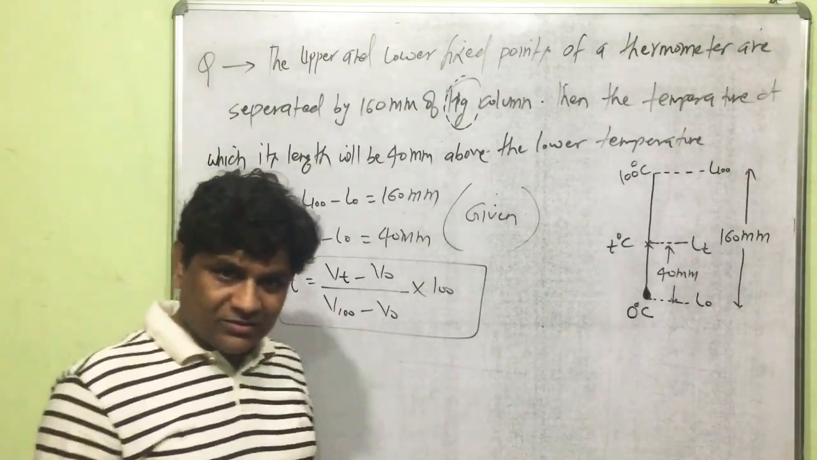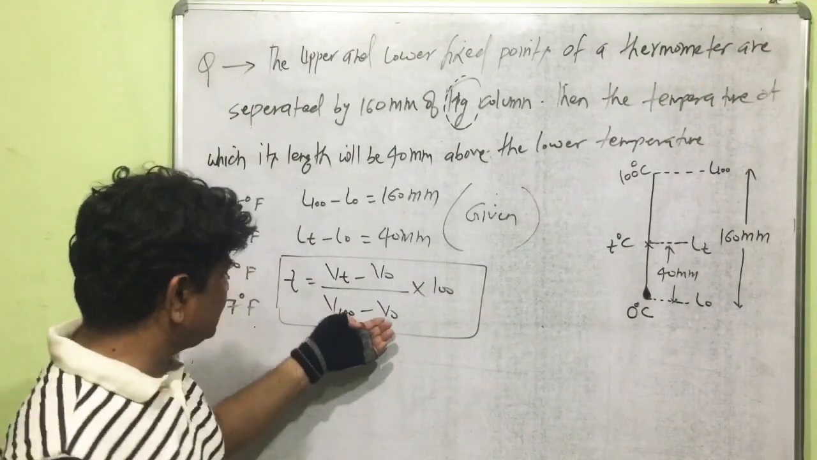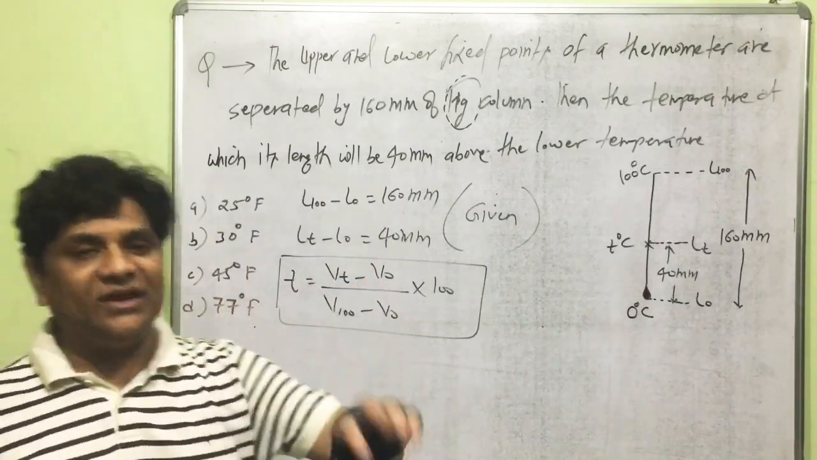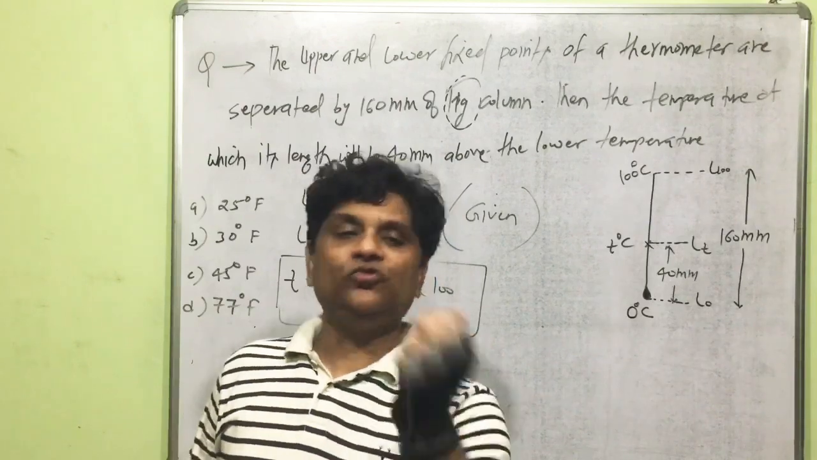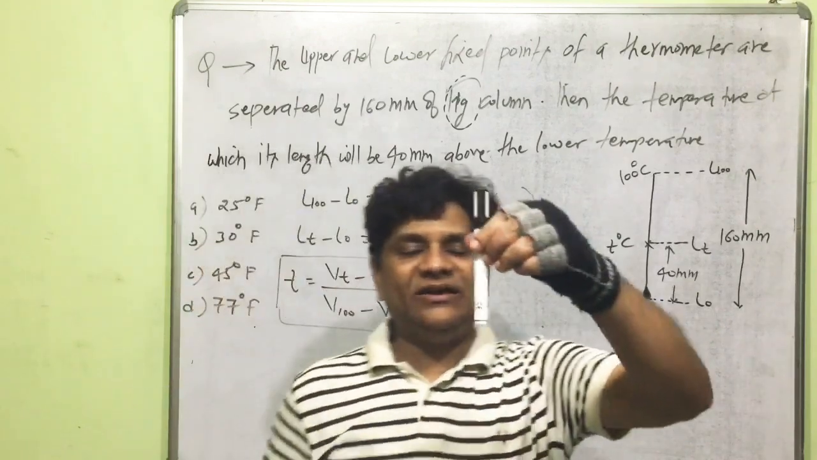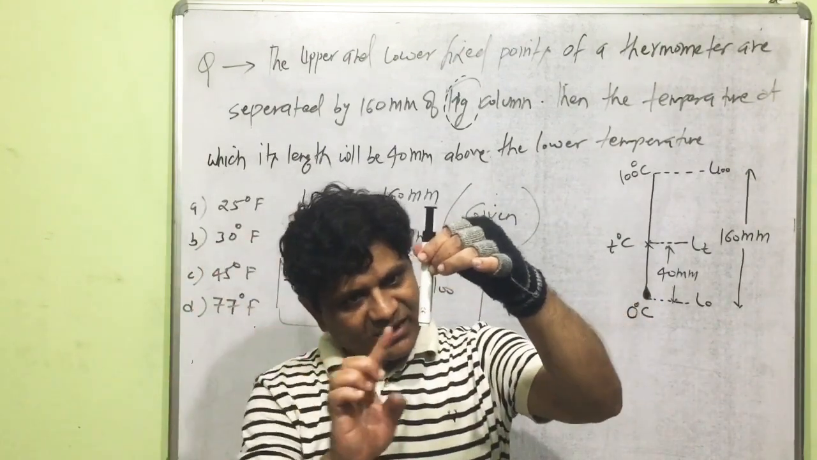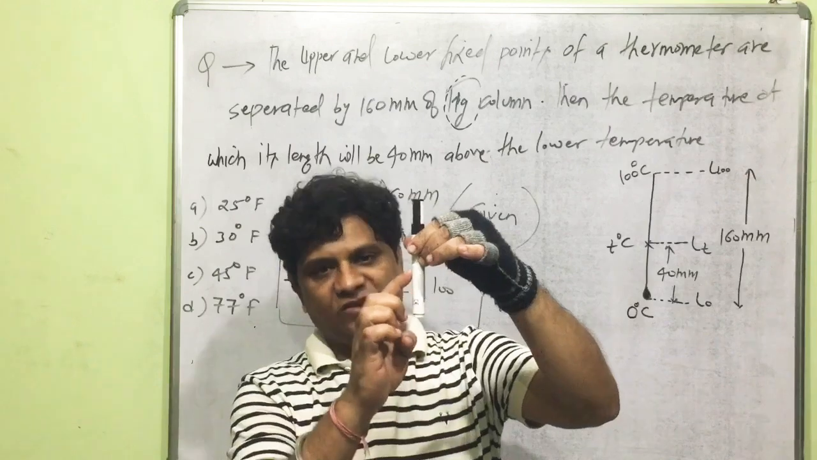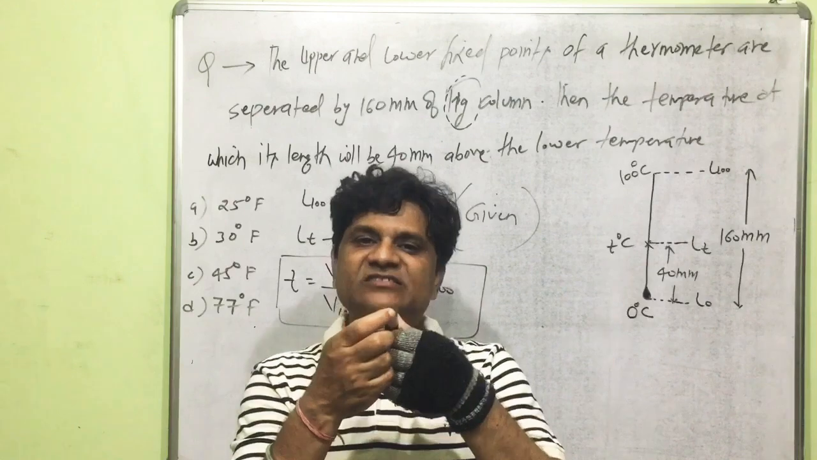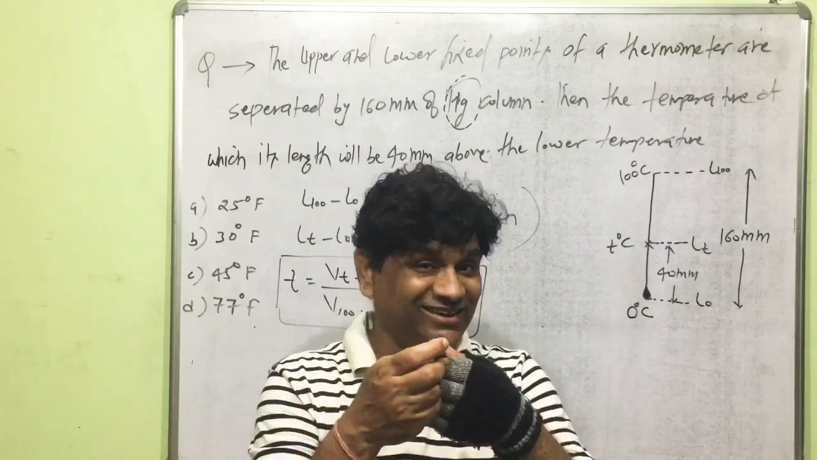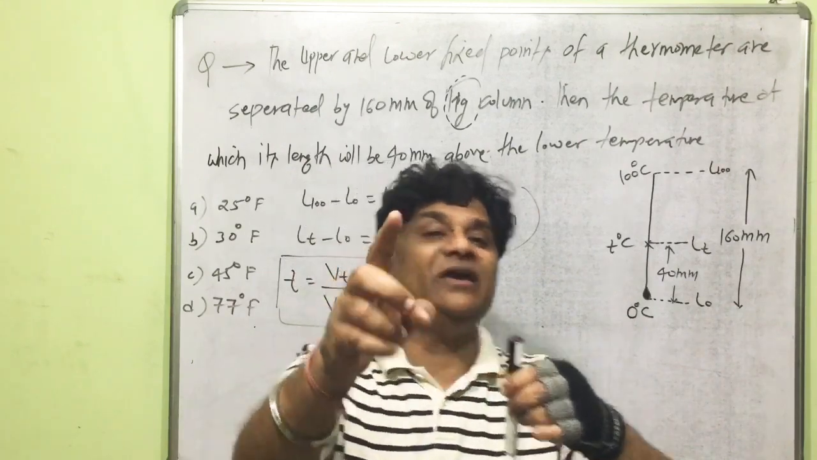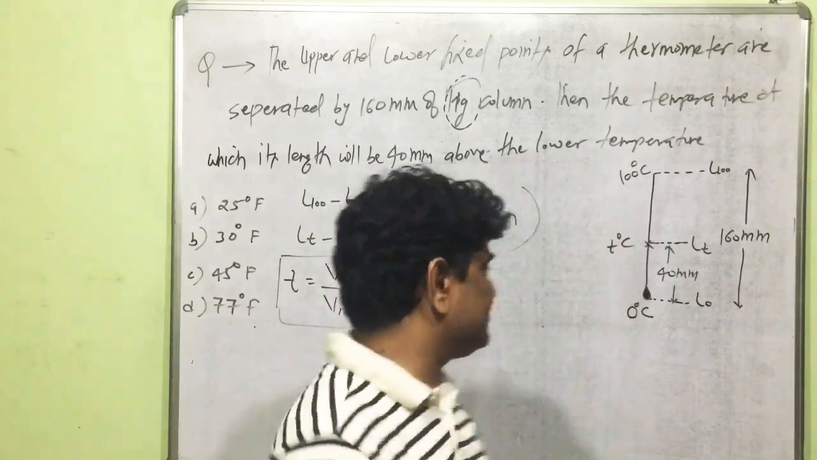Now there is a problem here. The relation is in terms of volume, but the data are given in terms of length. So how do we solve our question? By one concept. See, in a thermometer, when temperature increases, length also increases. The area of cross section of any thermometer does not change. So temperature changes, length changes, but the area of cross section remains constant.